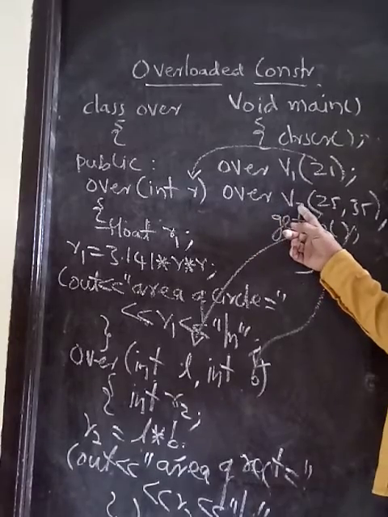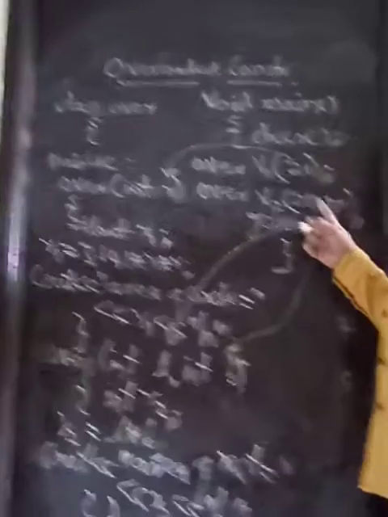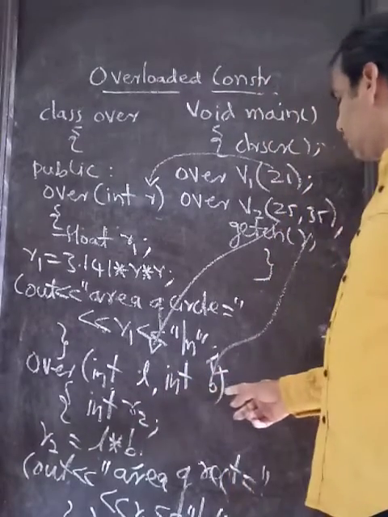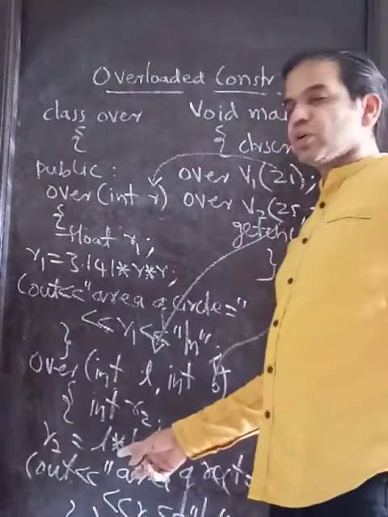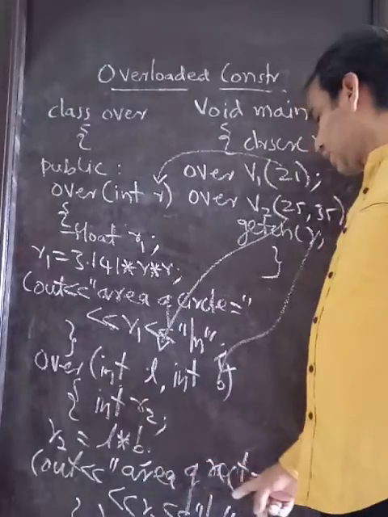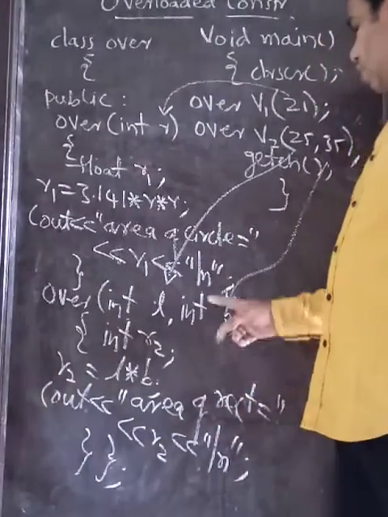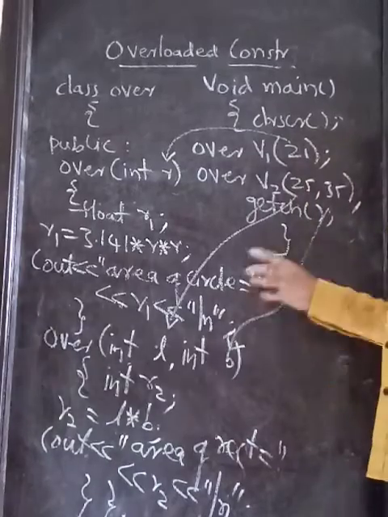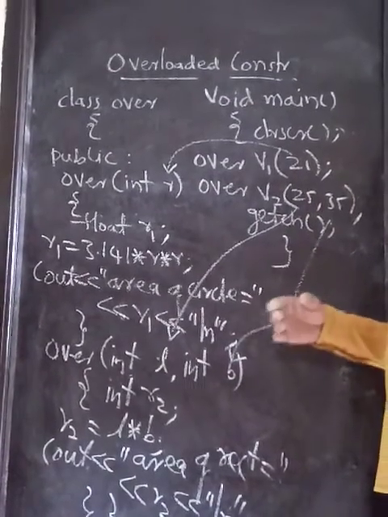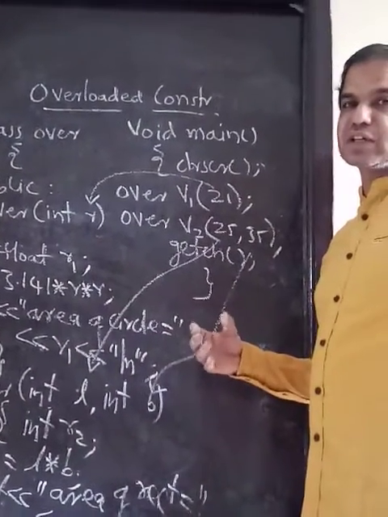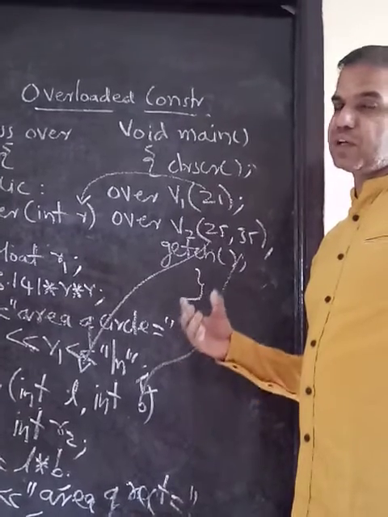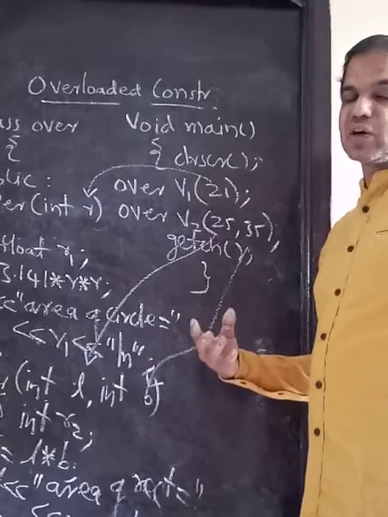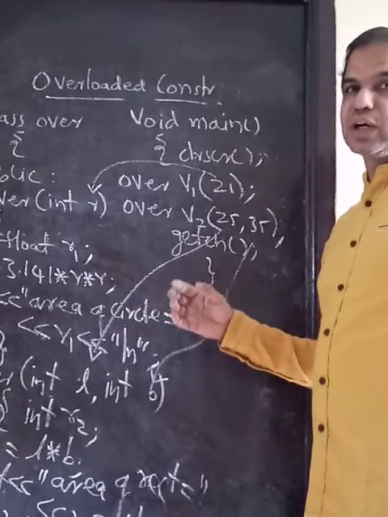Then for V2, the second object, I am passing 25, 35. 25 is received by L, 35 will be received by B. R2 is equal to 25 into 35. Area of rectangle is equal to R2, so the R2 value will display. Again the cursor comes to here and it stays closed. So this program demonstrates multiple constructors in a class. If multiple constructors are there, they are called overloaded constructors.